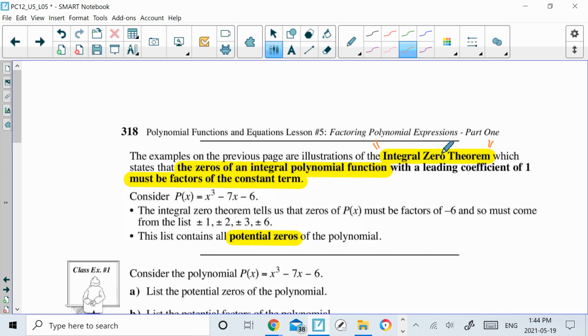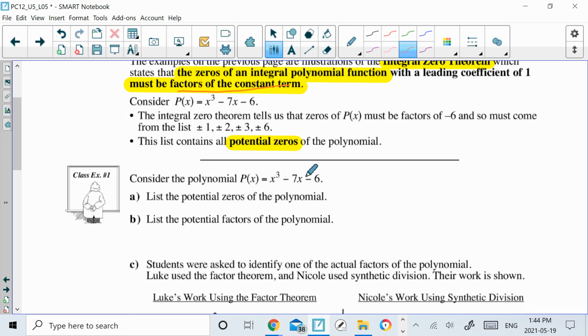What the integral zero theorem states is that the zeros of a polynomial function are always going to be factors of the constant term, which is what we just did in those 2 previous examples. So zeros will always be factors of the constant term. So they're going to give you a polynomial function such as this. And one of the things they could ask is, what are the potential zeros? So we know, according to the integral zero theorem, that zeros are always factors of the constant term.